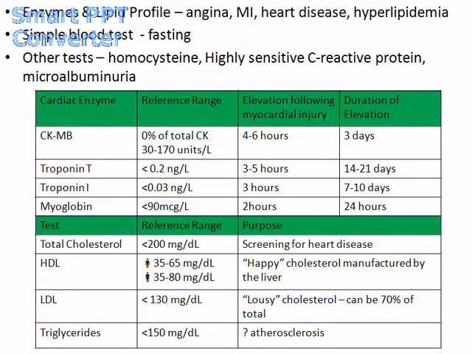The myoglobin should be less than 90 micrograms per liter, and it elevates within 2 hours of an ischemic event, and only stays up for 24 hours. So using these parameters and how long the elevation happens, they can get an idea of how fresh the MI is.